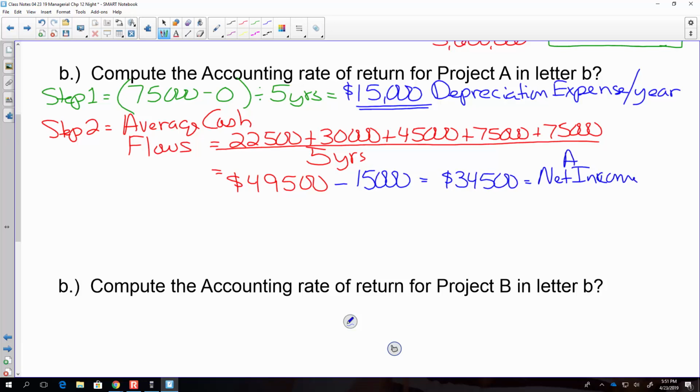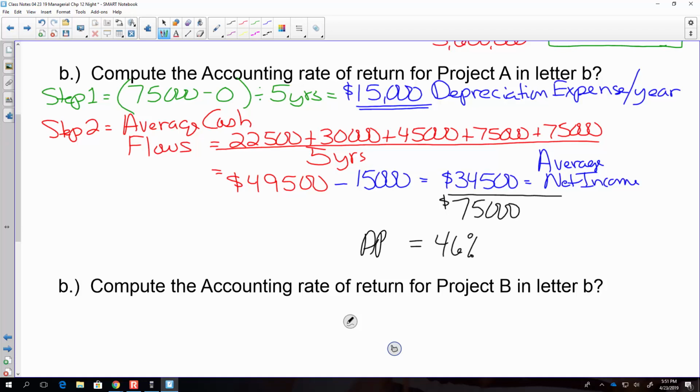And this is the average net income, right? The average net income. Once I have the average net income, now I divide by my $75,000 investment, and this yields what? 46%. Which is my accounting rate of return. So for project A, my accounting rate of return is 46%. Really good compared to what we did before, which was 13% profit.